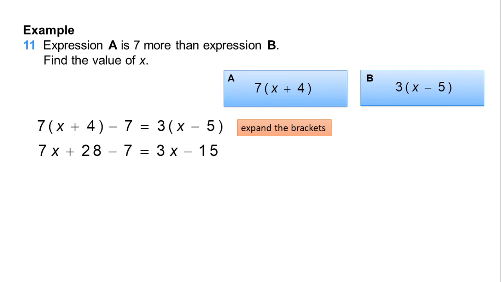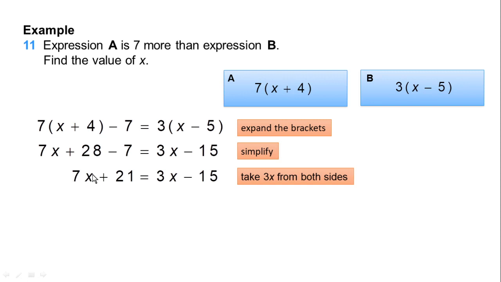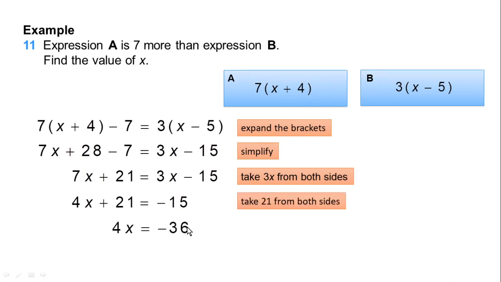Okay? After that, I'll be taking away 3x from both sides and simplify. I have 7 minus 3x is 4x plus 21 and then equals to negative 15. Why 21? Because 28 minus 7 is 21. Next, I'll take away 21 from both sides. If I take away 21 from both sides, this will become negative 15 minus 21, which is negative 36. 4x now is equal to negative 36. Negative 36 divided by 4, I'll have x is equal to negative 9.